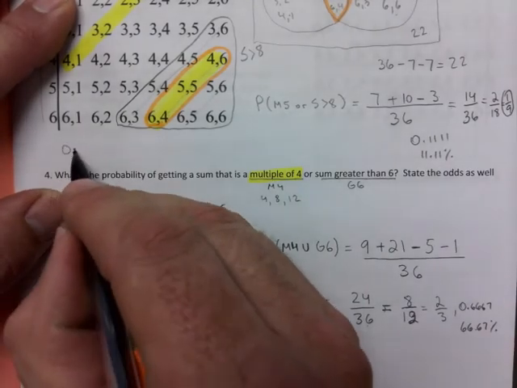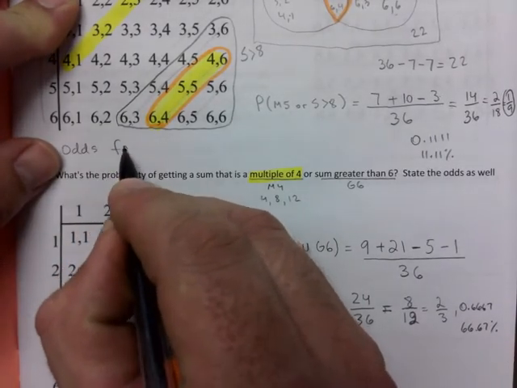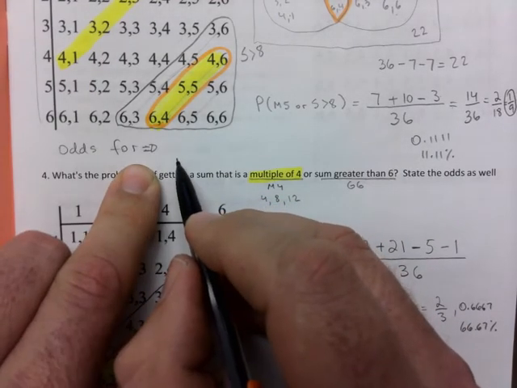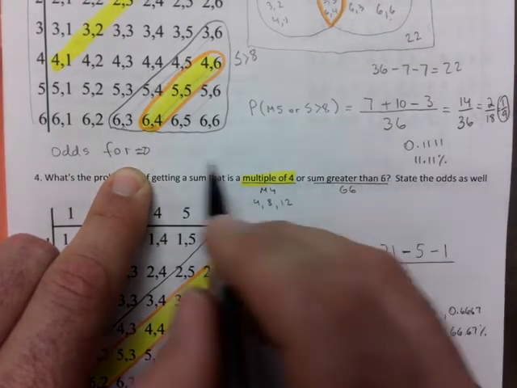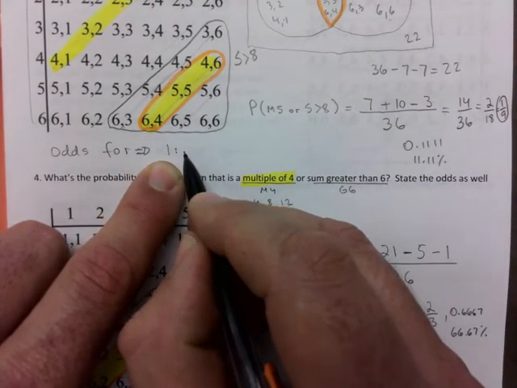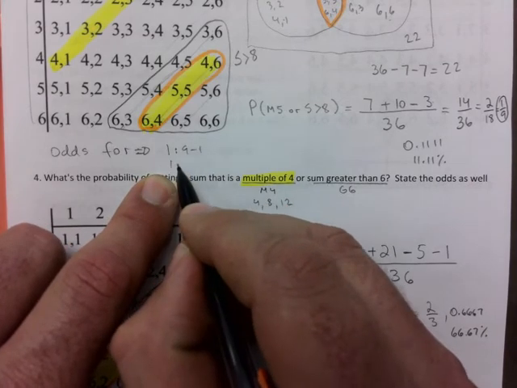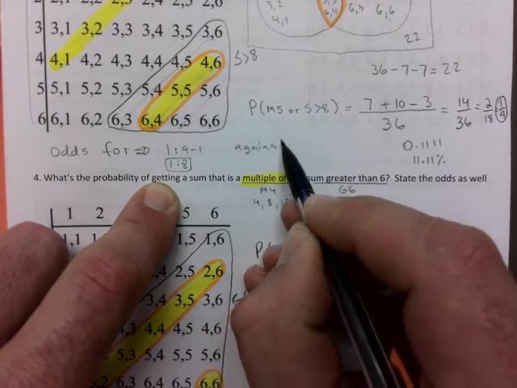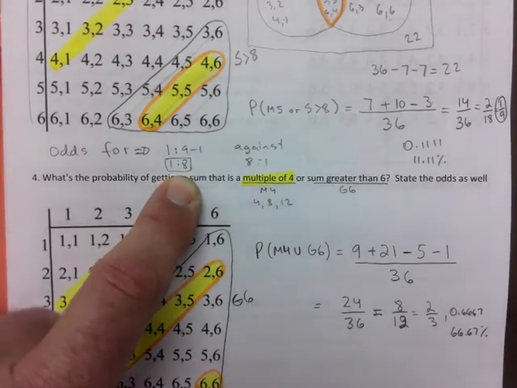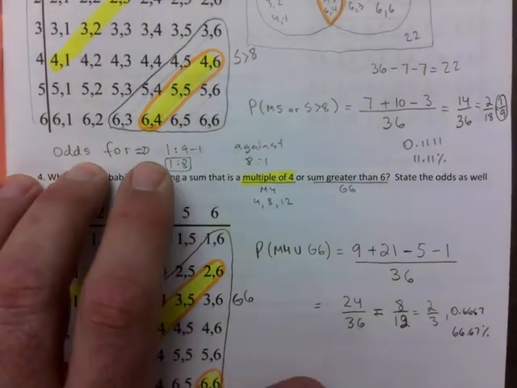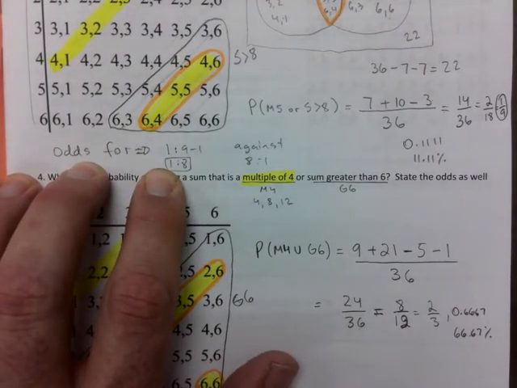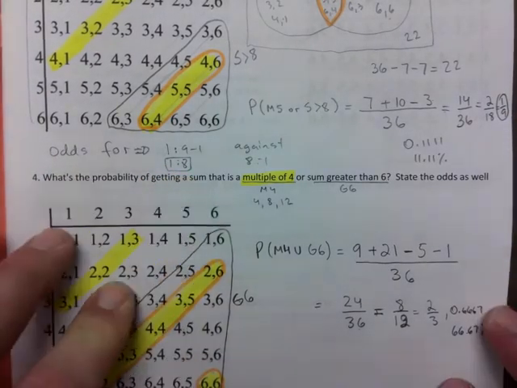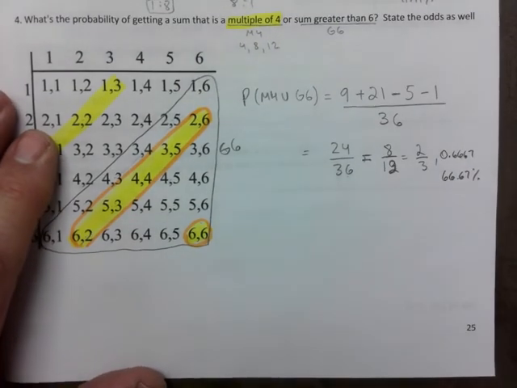The odds for, right? Odds for, I'm going to go arrow. That would be in this case, let's use our simplified fraction, right? 1 to 9 minus 1, right? So it's 1 to 8. Against would simply be 8 to 1. So out of 9 times, 1 time you could get one of those conditions, but 8 times you wouldn't. Okay, so not a very good chance.